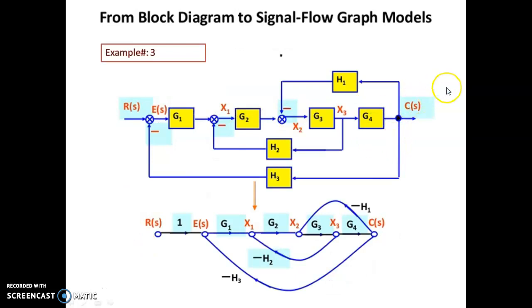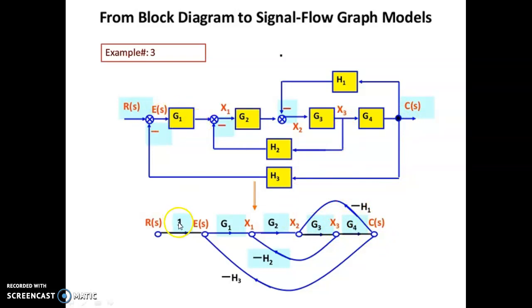So let us take another example, from block diagram to signal flow graph model. So you will be given a block diagram, you need to convert that into a signal flow graph. So how many summing points and takeoff points are there? That many points you mark down. So E of S, I took one, then X1, this is X2, this is X3, C of S.